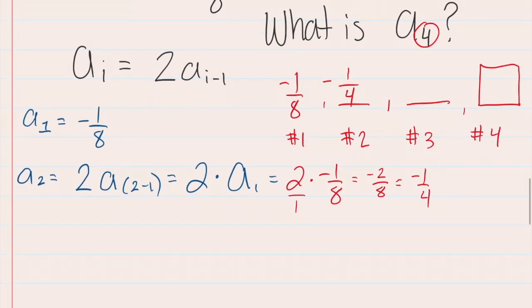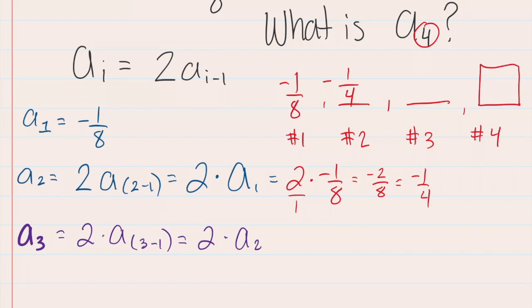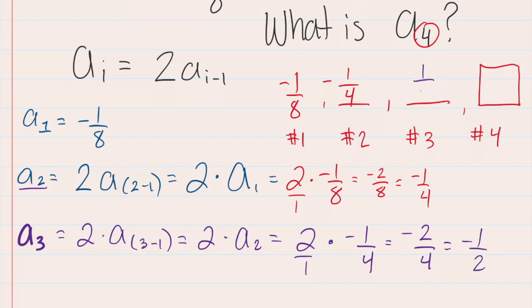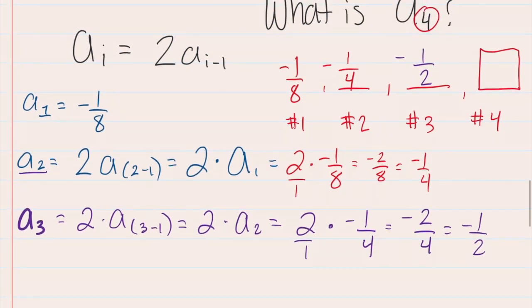Let's do the next one, guys. Let's do a of 3. Let's go right there. So it's going to be 2 times a parentheses, now it's 3 minus 1. So you're going to see that's 2 times a of 2. And we already know a of 2. A of 2 is just the second term. So all we're doing is substituting it with the second term, 2 times negative 1/4. And if we multiply them, isn't that negative 2/4, which reduces to just negative 1/2. That's our term number 3.